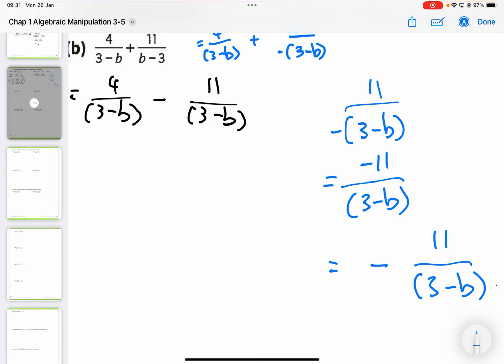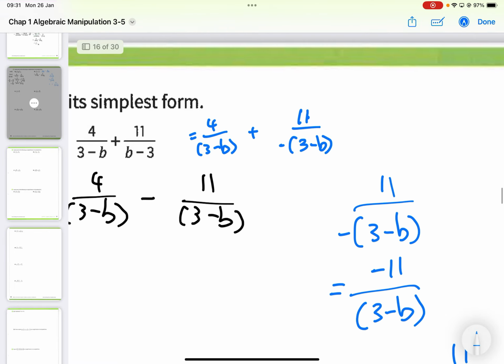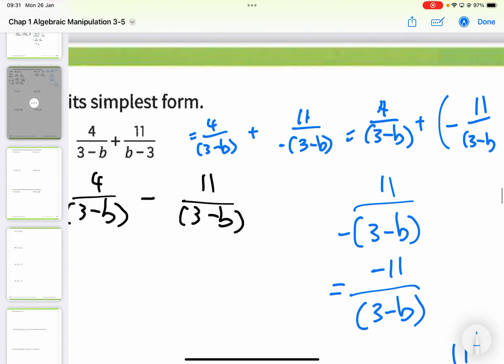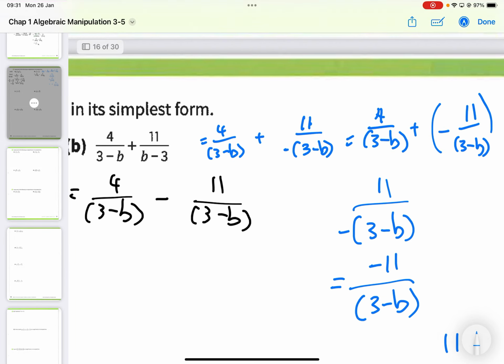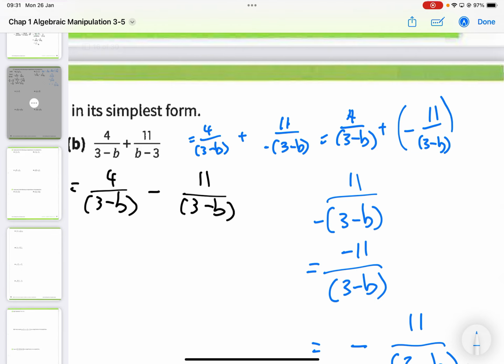So now I'm using this one. Okay? So what actually happened? 3 minus b plus negative of 11 over 3 minus b. After I factorize out a negative, the negative is beside. So adding a negative fraction, when I'm adding anything negative, it becomes minus. Plus becomes subtract.